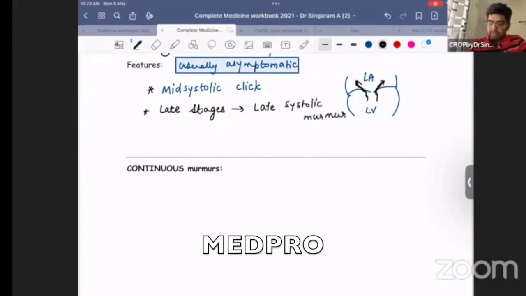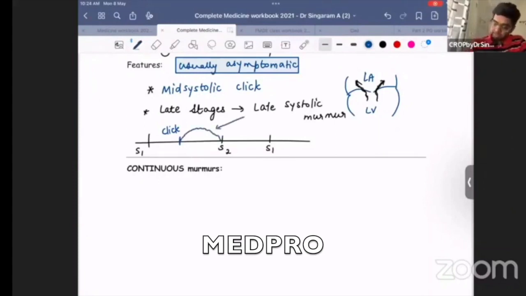Okay, so the finding would be something like this. If I draw like this, S1, S2, then S1, the portion between S1 and S2 is called the systole, and here you will get the click. That is what I call mid-systolic click. And after that, in late stages, the murmur would start like this. This is what we call late systolic murmur. This would be the set of findings in case of mitral valve prolapse. That is a point to be noted.